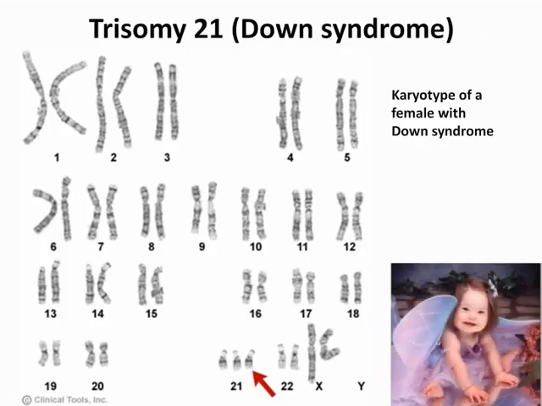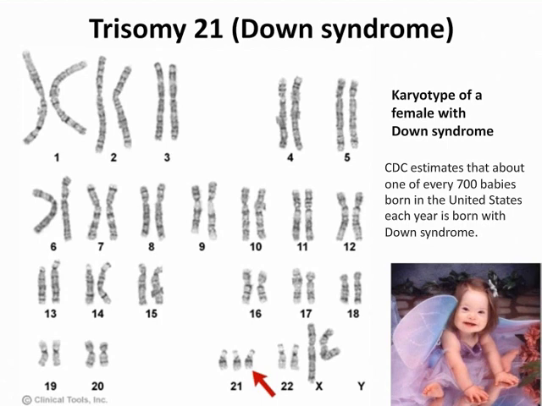So this talks about trisomy 21, also known as Down syndrome. So this is just a chromosomal defect in chromosome number 21. So you have an extra copy of that 21st chromosome, which leads to Down syndrome.